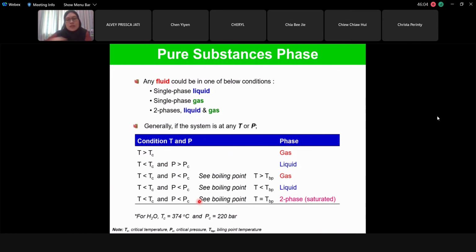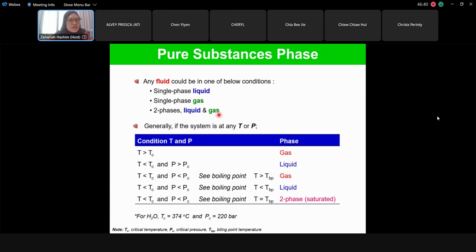This is actually the summary of what I have explained to you using the PV and the PT diagram. Any fluid could be in one of the below conditions. When we say fluid, fluid means liquid or vapor or gas. So it can be in single phase liquid, if it's within the liquid region, or single phase gas, or it can be in two phases, liquid and gas.